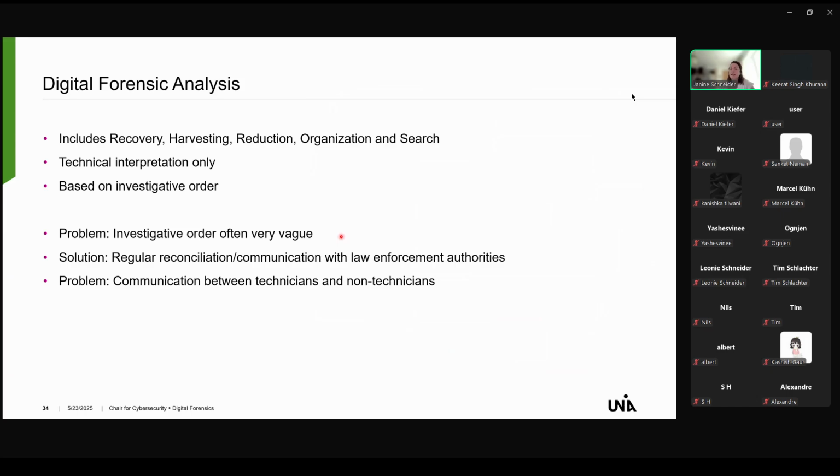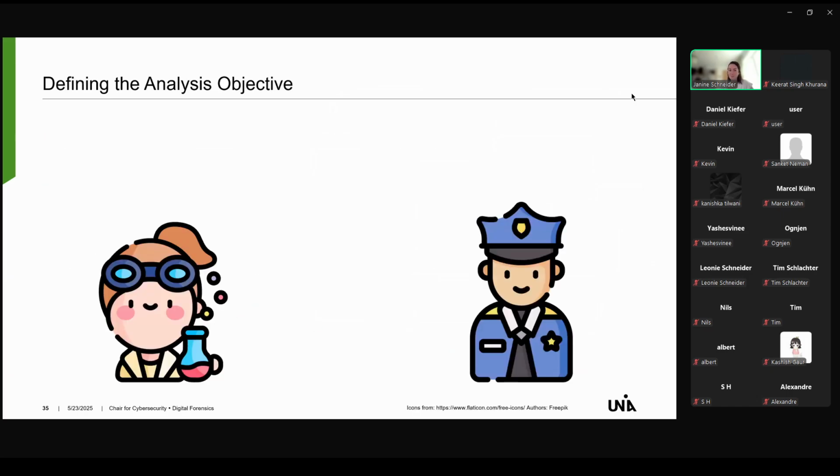And the problem with that is, as we already know, lawyers are usually not technical, don't have much technical knowledge. So the investigative orders are often very vague, actually too vague. And the solution is to reconcile or communicate with law enforcement parties, authorities. That solution is good and you should absolutely do it, but still they are non-technicians, so also the communication can be problematic.